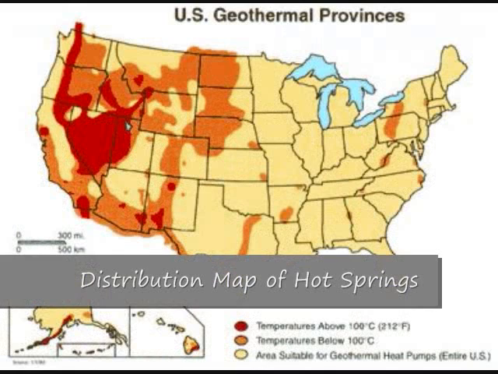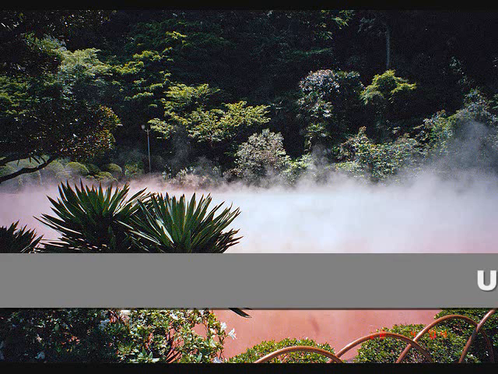This is the distribution map of hot springs in the United States. Most hot springs are located on the west coast of the United States, where most volcanic activity occurs. They are also located in Alaska, mostly closer to the Pacific Ocean near the tectonic plates.